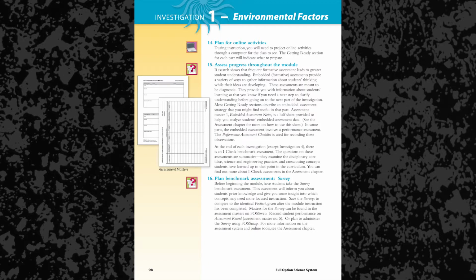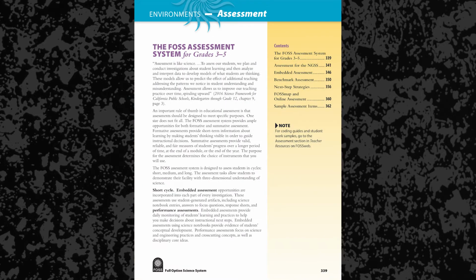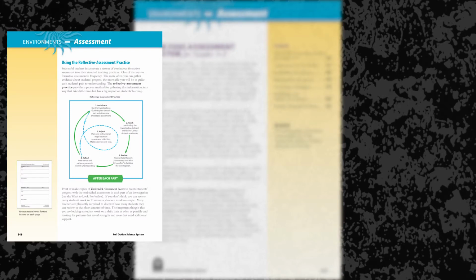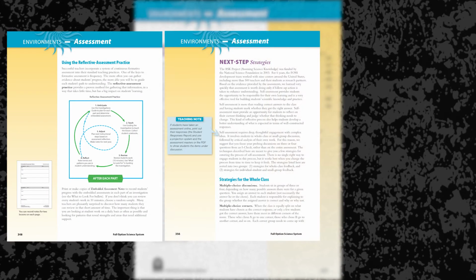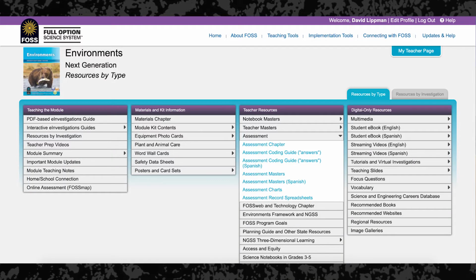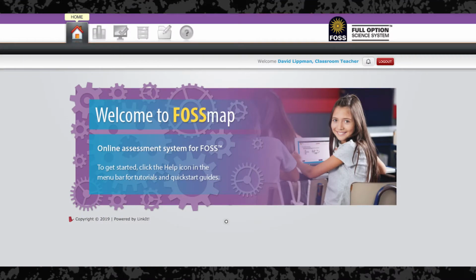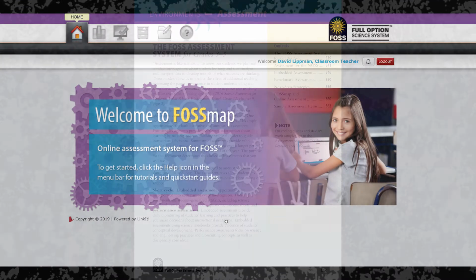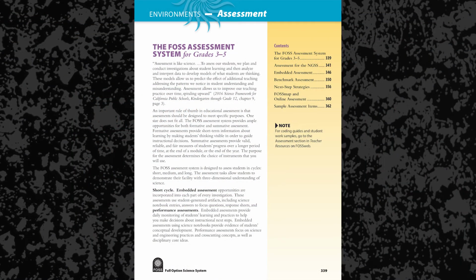The Investigations Guide indicates the placement of embedded and benchmark assessments. The assessment chapter describes the reflective assessment practice, provides general next step strategies, and provides directions for using the coding guides for benchmark assessments. The most up-to-date assessment masters, coding guides, and charts can be found on FOSSWeb. Students can take benchmark assessments in print or online using FOSSMap. See the assessment chapter to learn more about the FOSS Assessment System, including online assessments and how FOSS assessment and next step strategies can support students in developing a growth mindset.